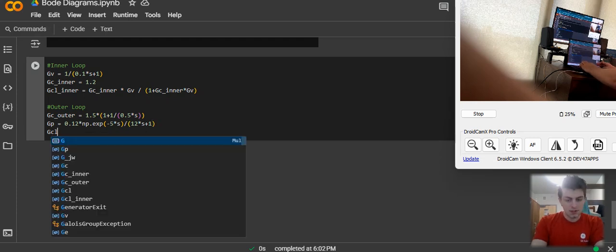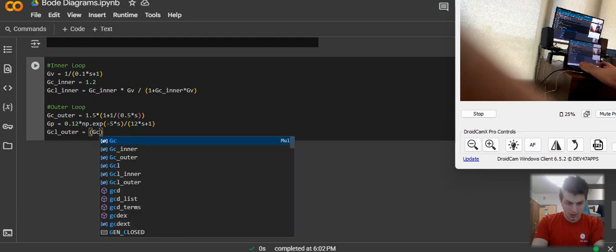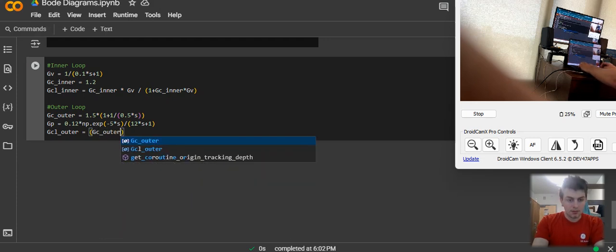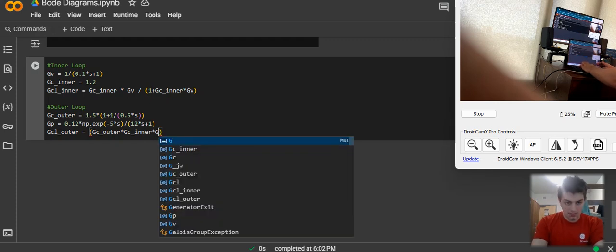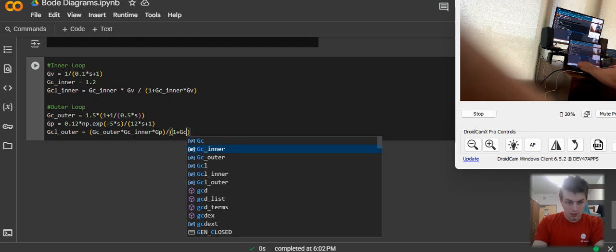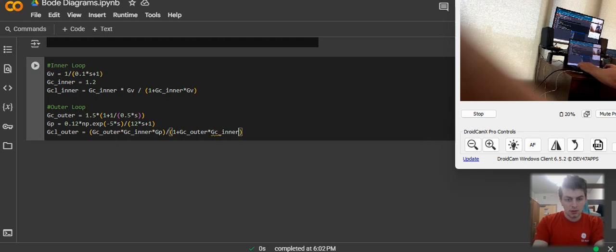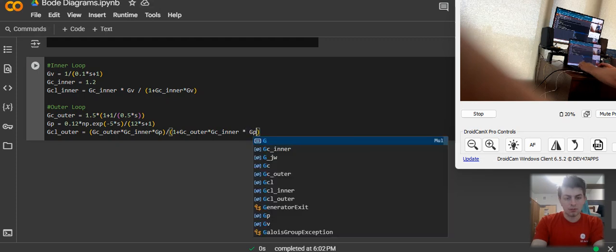And then, of course, GCL outer is simply going to be what? Everything on the top. So GC outer times GC inner times GE divided by 1 plus GE outer inner times GP.